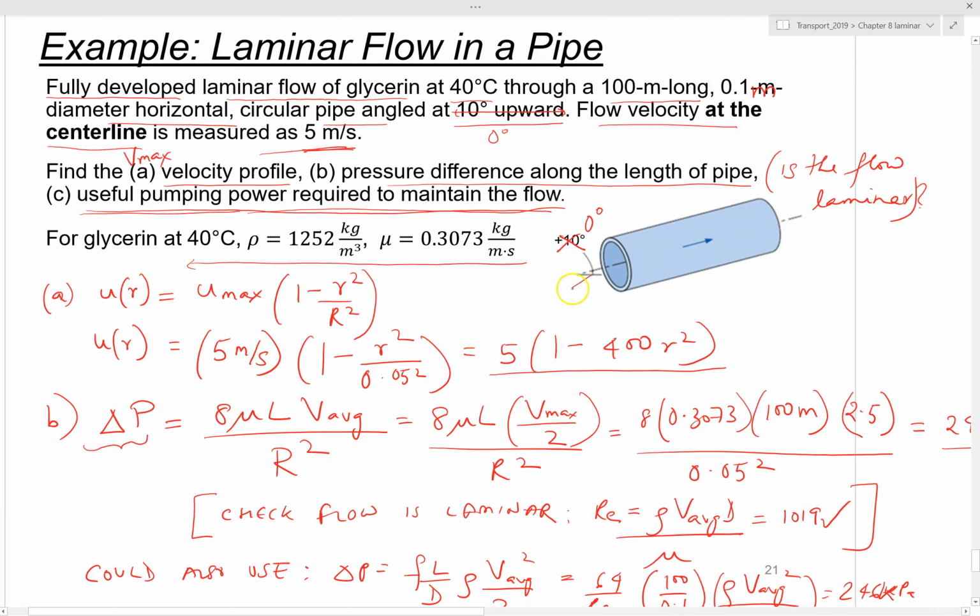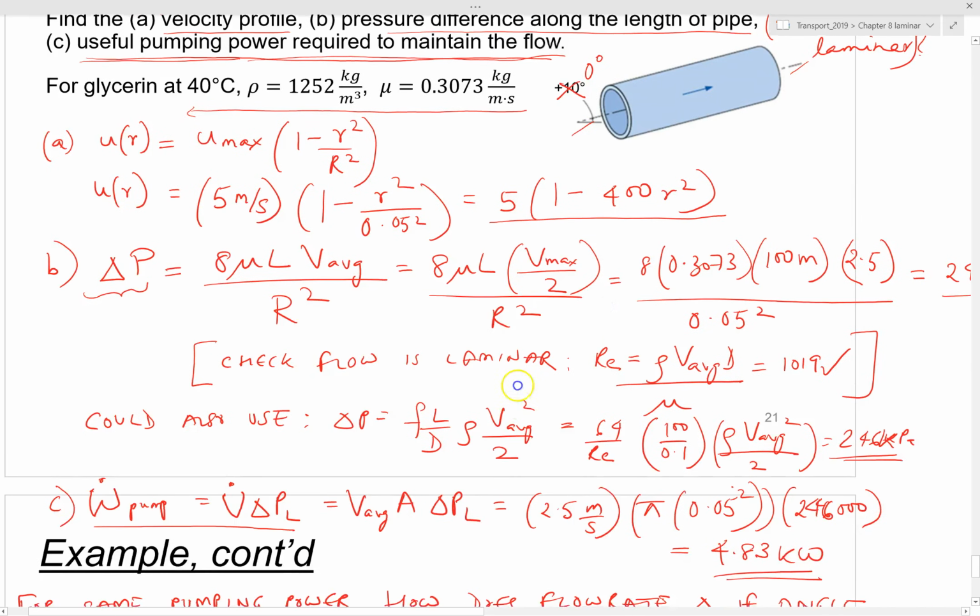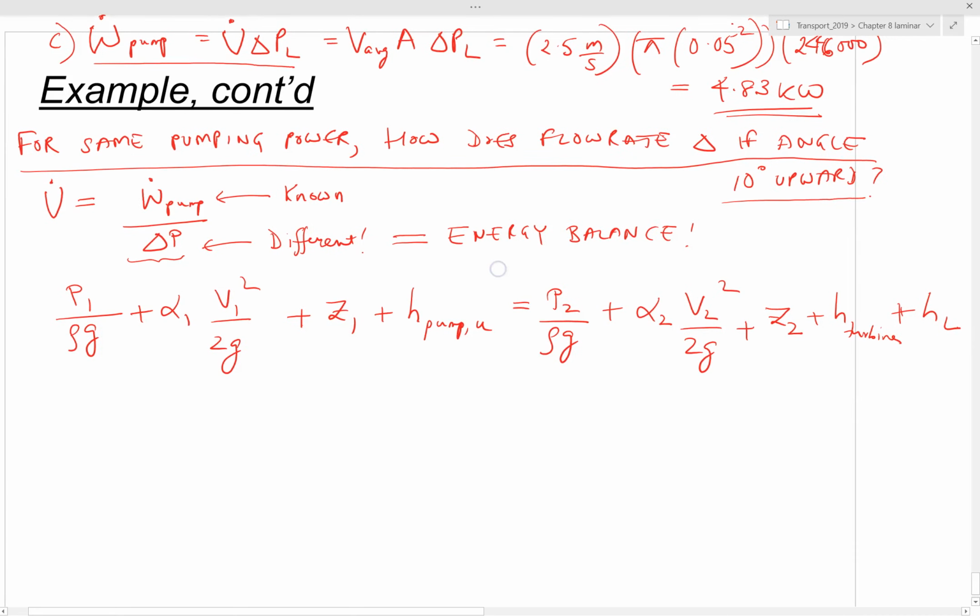Right now it's a laminar flow. V1 and V2 are equal, so this is equal to V2, this is equal to V1. So P1 minus P2 is equal to delta P is equal to Z2 minus Z1 plus HL, times rho G. What is Z2 minus Z1?